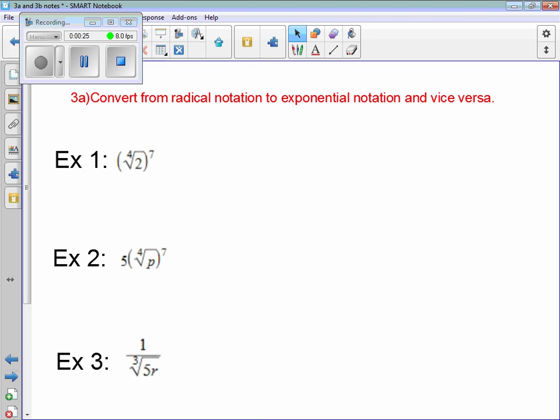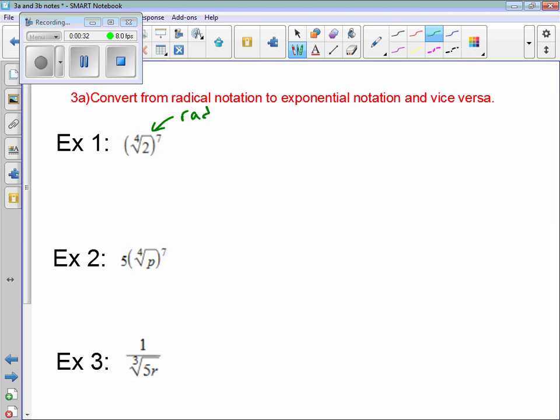3A, so here we're just converting. Right now this is in radical form. You see a radical here, you see a root, that's a radical. And we need to change this to an exponential form. It's pretty simple. The exponent becomes your numerator. The radical, the root, as it's called, is your denominator.